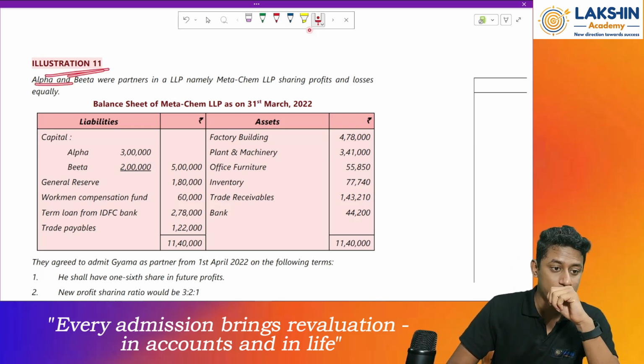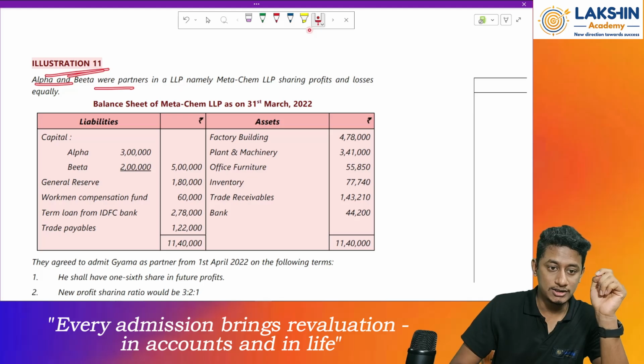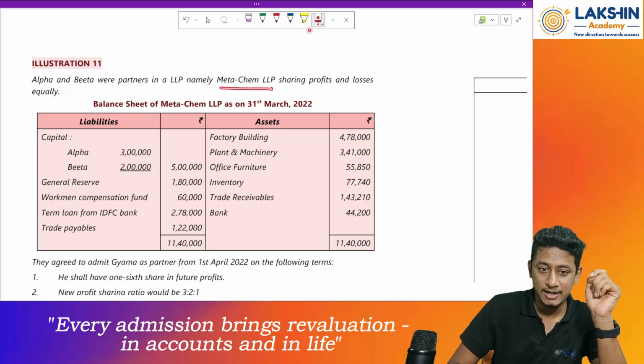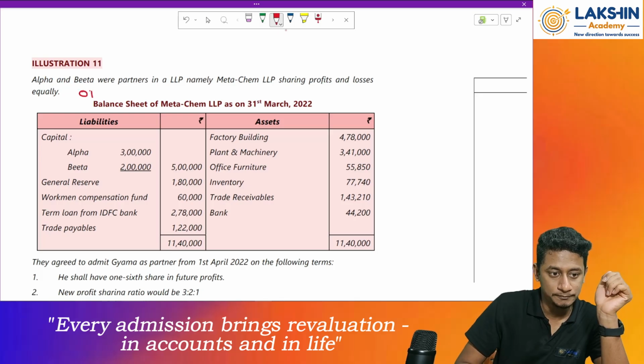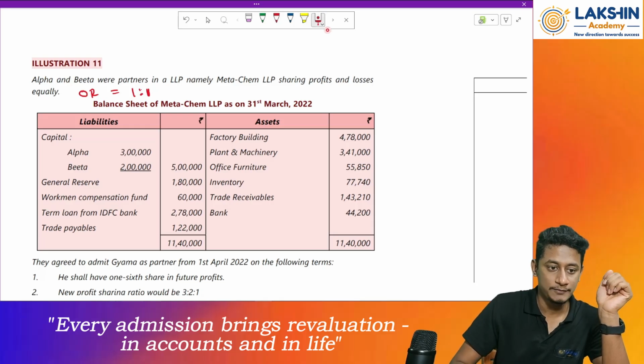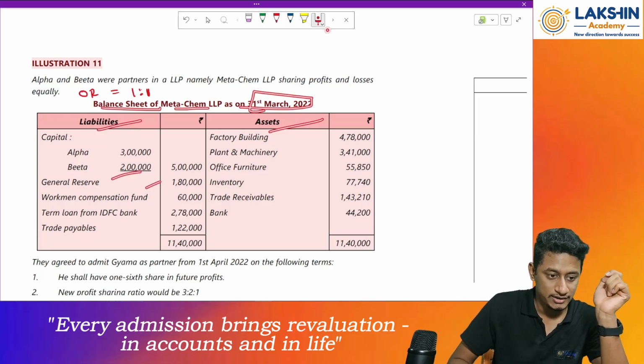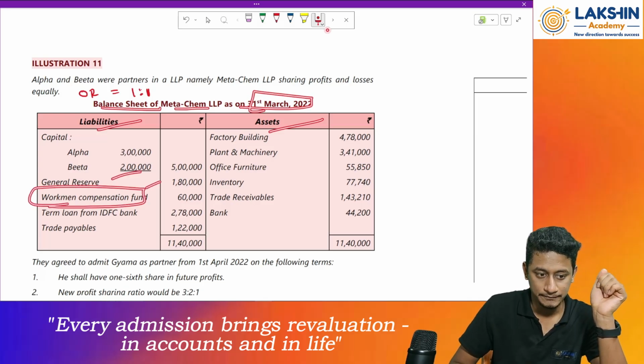Alpha and Beta were partners in LLP, namely Metachem LLP, sharing profit and losses equally. So that means what is my old ratio? It is 1:1. Before admission, the old ratio was 1:1. Okay, then continuing. The balance sheet of Metachem as on 31st March 2022 is given to us, that is, liabilities and assets are given to us. Fine. This is something new. Alright, let's see what to do with this.